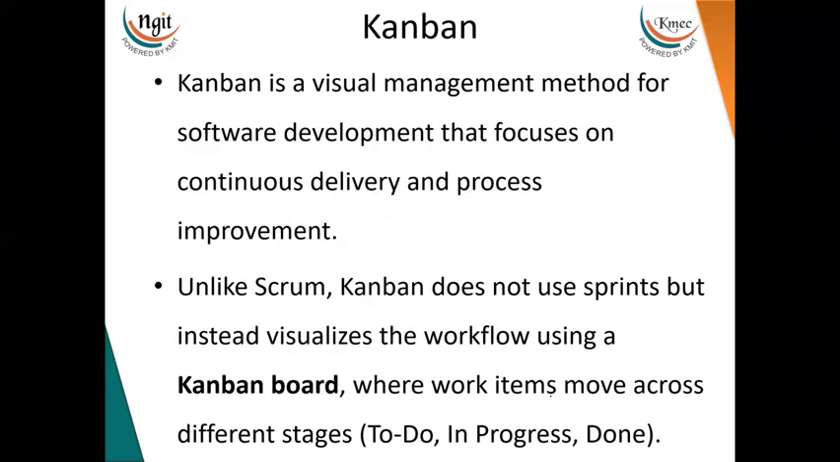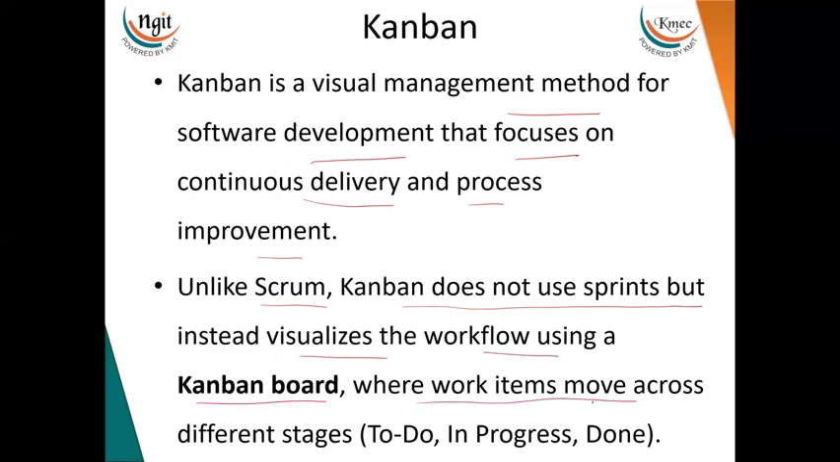So then we look at Kanban. As we know, Kanban is a visual management method for software development that focuses on continuous delivery and process improvement. So unlike Scrum, Kanban does not use sprints, but instead visualizes the workflow using a Kanban board. This is a dashboard, okay, where work items move across different stages. That is to do, in progress, and done. So these are all about Kanban.